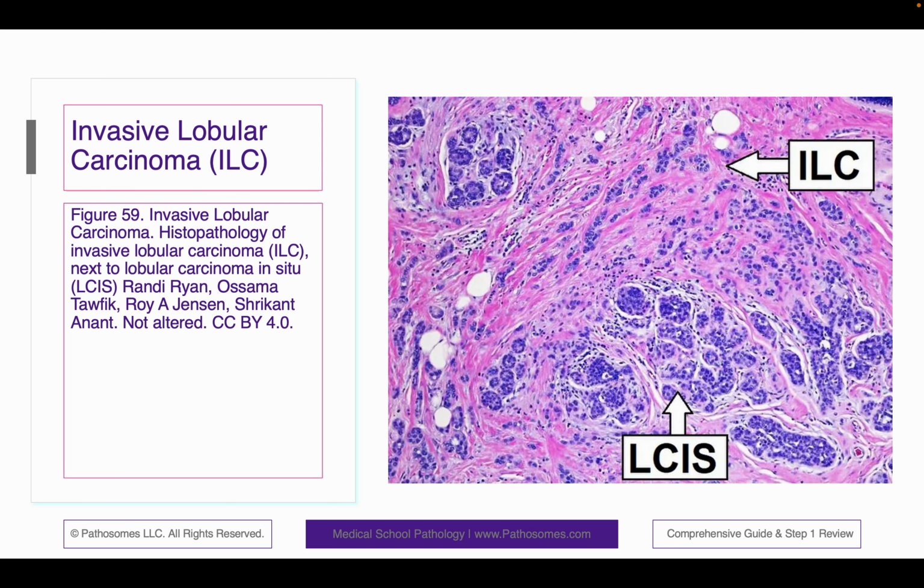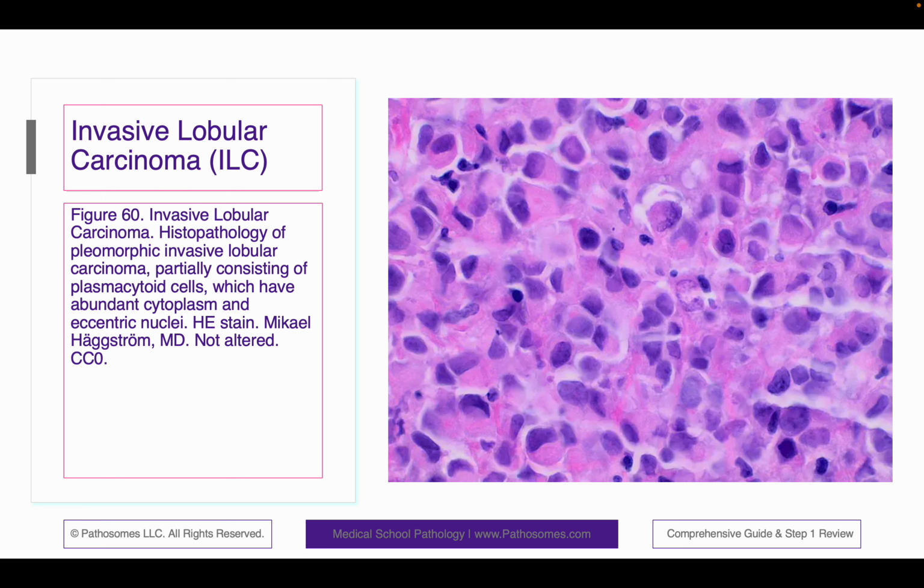And here we have the histopathology of invasive lobular carcinoma next to lobular carcinoma in situ, right? Can you see the differences? And here we can see histopathology of pleomorphic invasive lobular carcinoma, partially consisting of plasmacytoid cells, right? Unlikely that you'll be asked this, but make sure you can recognize that single file lining of the invasive lobular carcinoma cells.